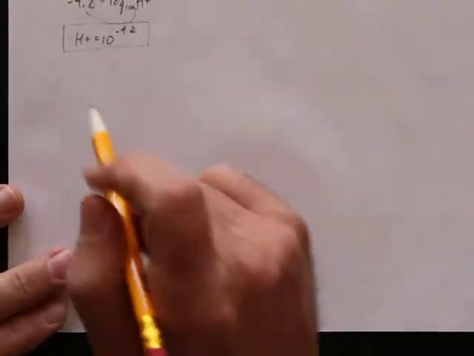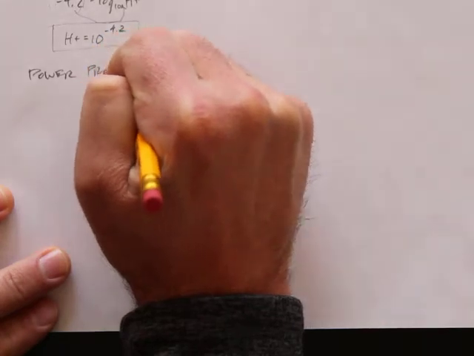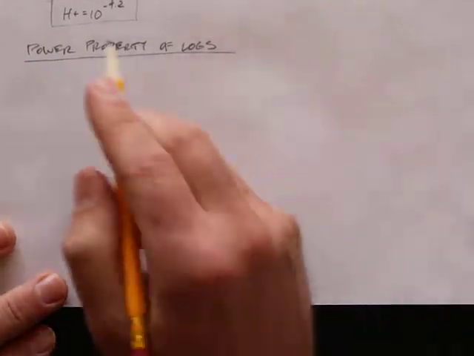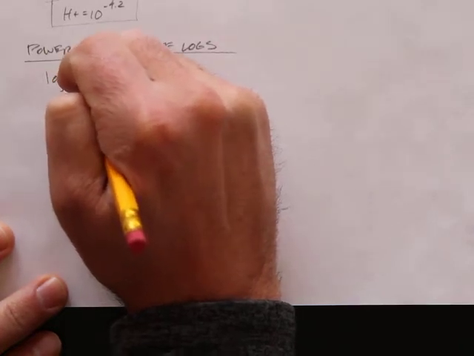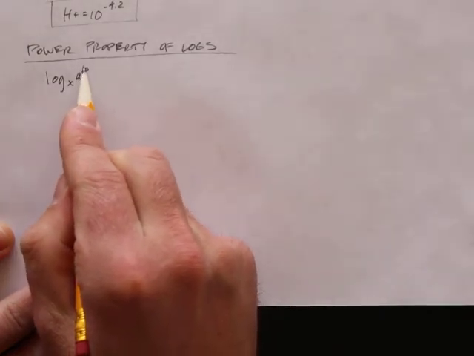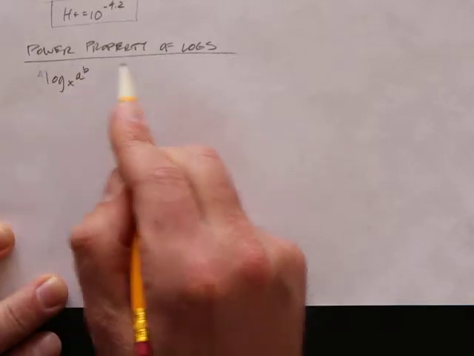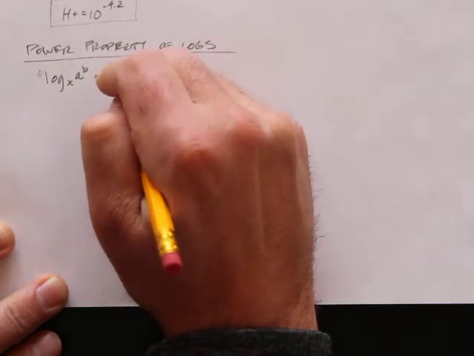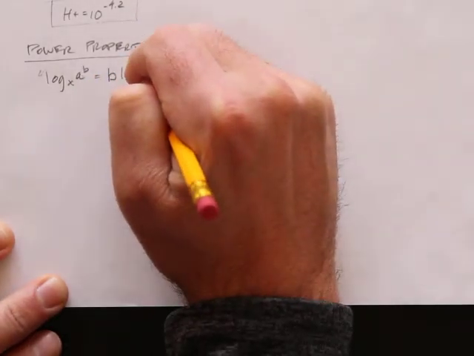Now we are going to do the power property. Power property of logs. The way the power property works is I start with log base x of a to the b power. If I have this number raised to a power, I can take this power and plop it down into the front. So it looks like this. I take that b, smash it down over to the front, and I end up with b log base x of a. And that's all the power property is.